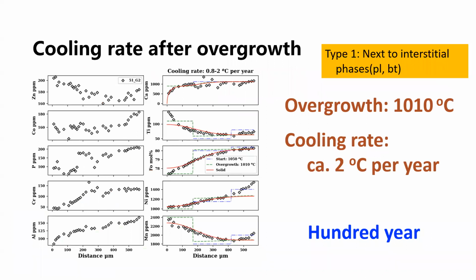I just show the modeling result of one grain. This is type 1 olivine that's included in the interstitial liquid. The result comes out that the overgrowth temperature is about 1,000 degrees, and the cooling rate is about 2 degrees per year. We can see there's a not very good match at the boundary because I set the boundary as constrained. If we consider the diffusion flux from the melt, this can be very well fixed, but it will not affect this result too much.